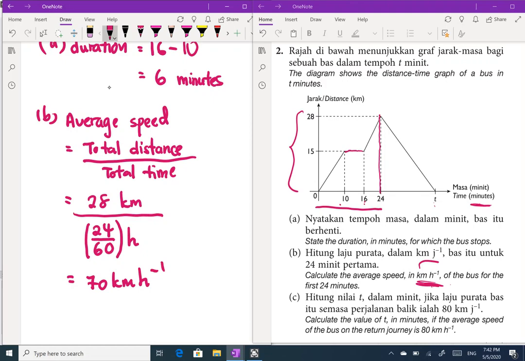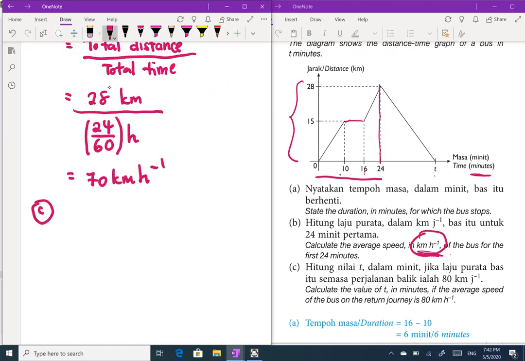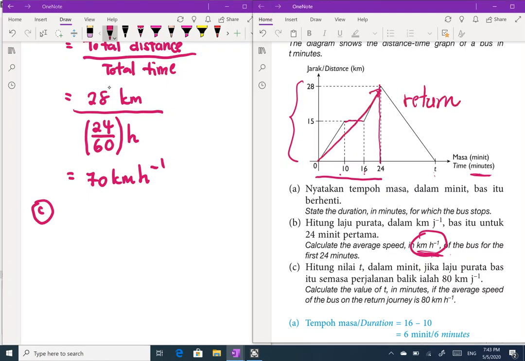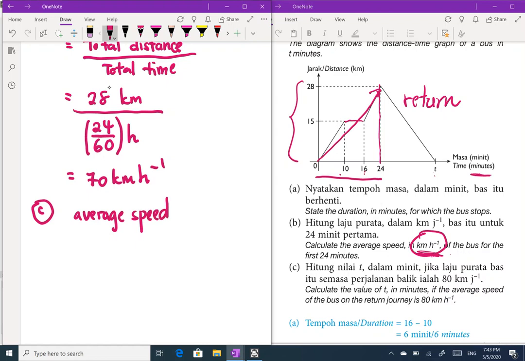Question C. Calculate the value of t in minutes if the average speed of the bus on the return journey is 80. This is going to the destination. This one is the return. 是回的路上. 他说, 如果算他的 average speed 给你的回程的 average speed 是80. The question gives you the return journey average speed, equal to 80 kilometers per hour. Be careful with this one.